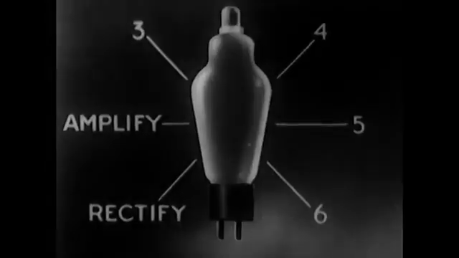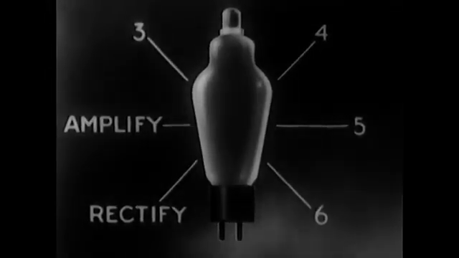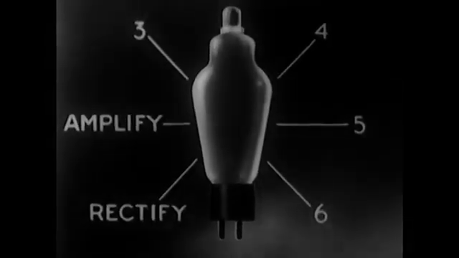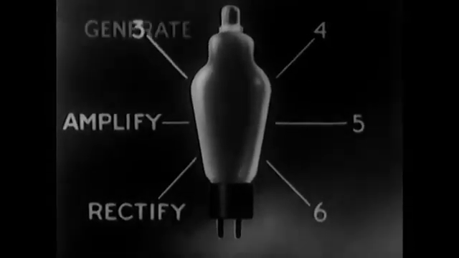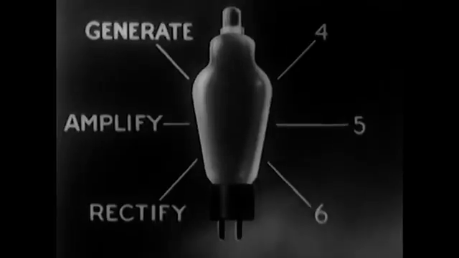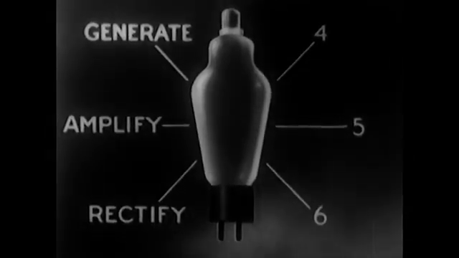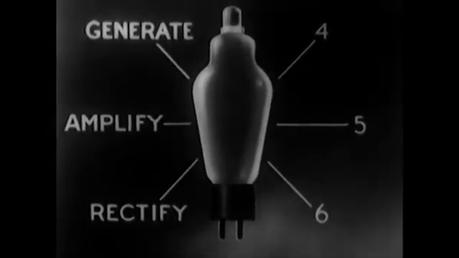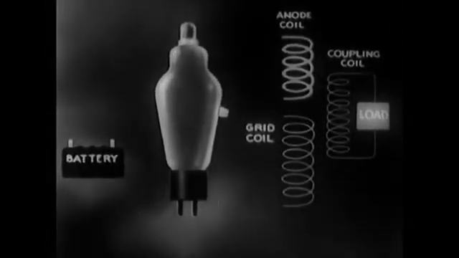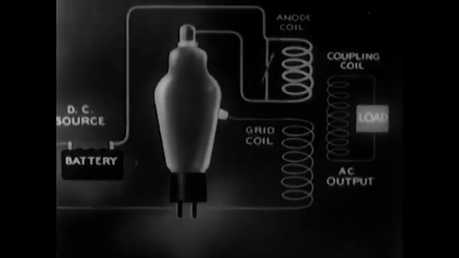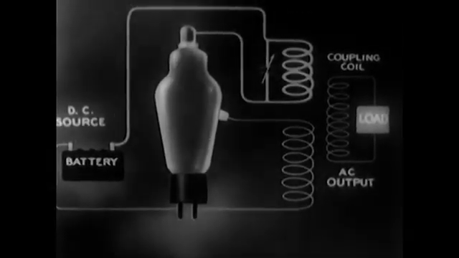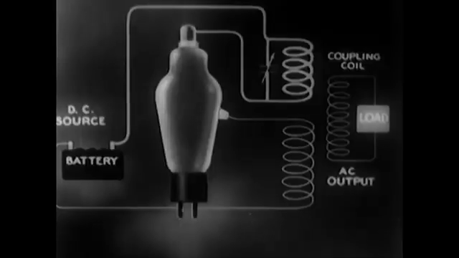Up to now, we've considered two of the basic things that the electronic tube can do. It can rectify, it can amplify. A third thing it can do is generate. The term generate in this connection is meant in a general rather than a technical sense. A triode is connected for oscillation in the way shown here. The system then becomes capable of changing direct current into alternating current.